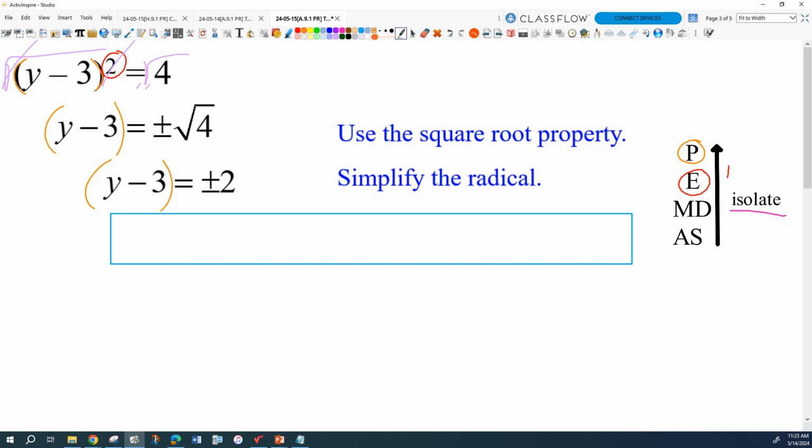Really, I still technically have those parentheses there. I don't really need to write them. But finally, I get up to the parentheses, and what's the last step inside parentheses to get the y by itself? Add 3. There you go.